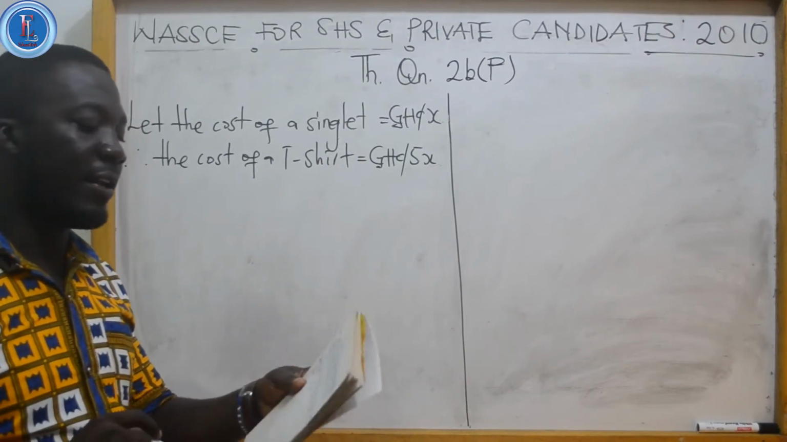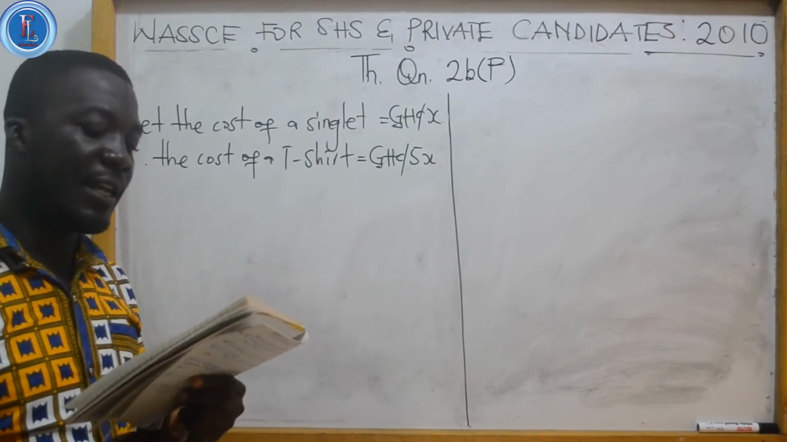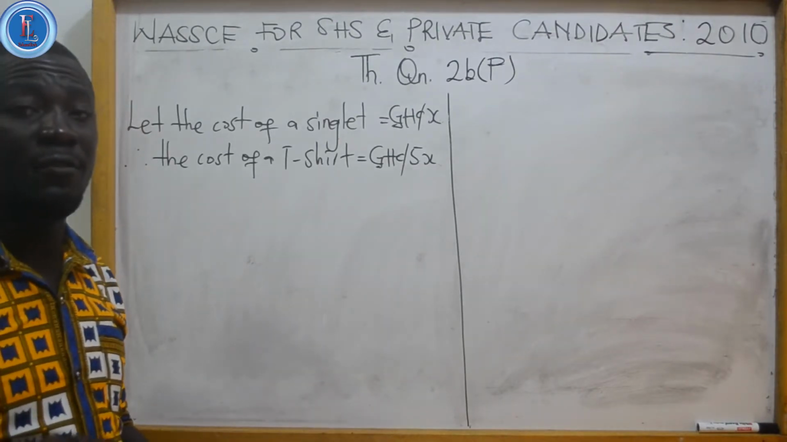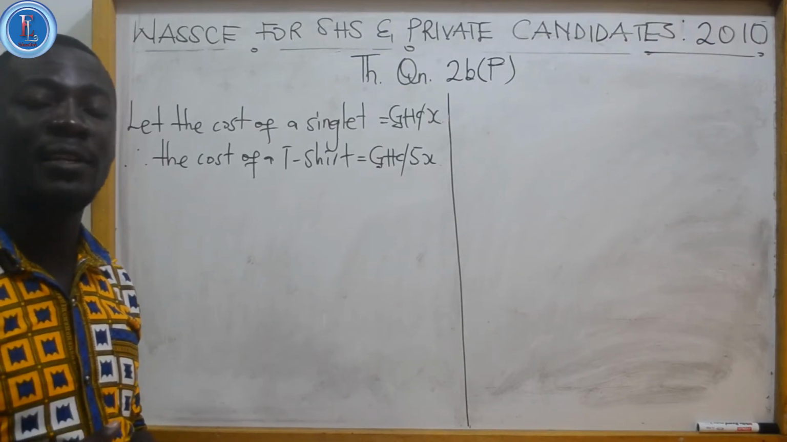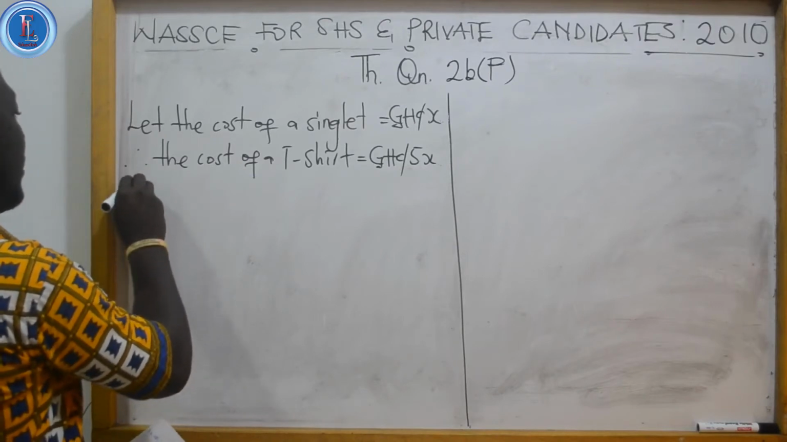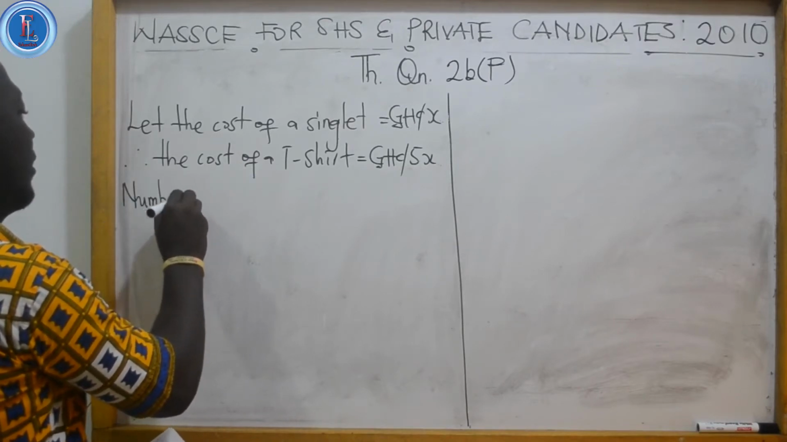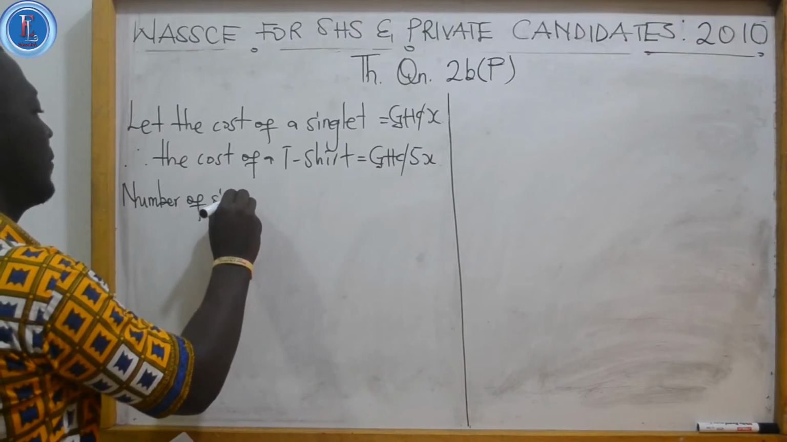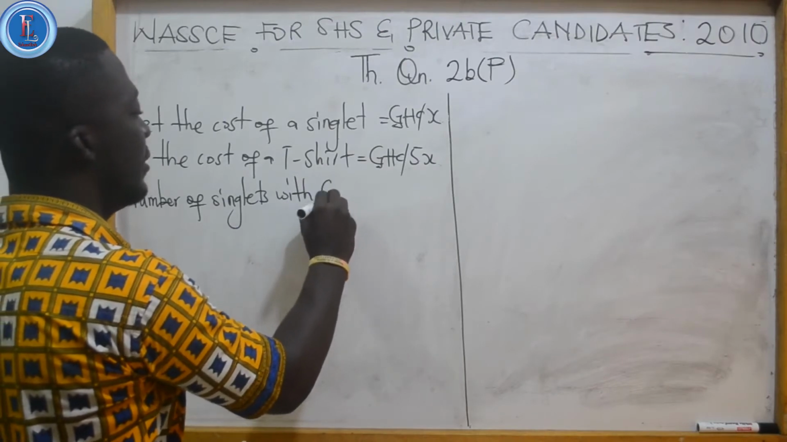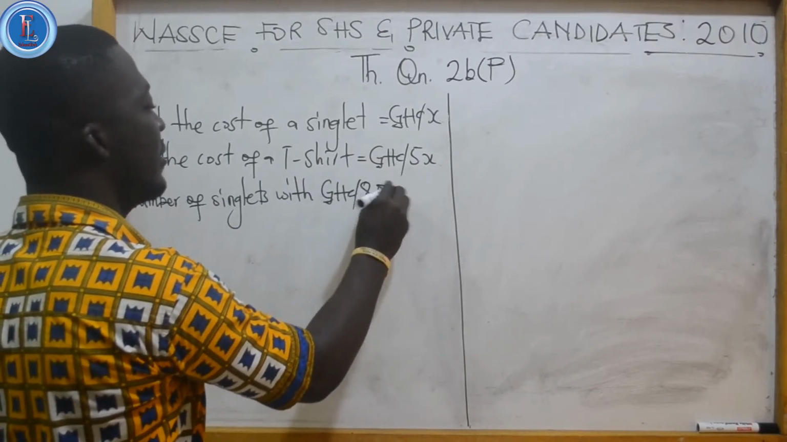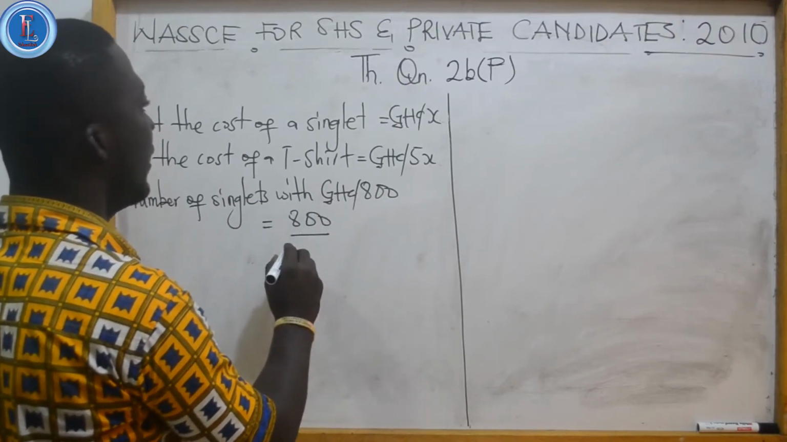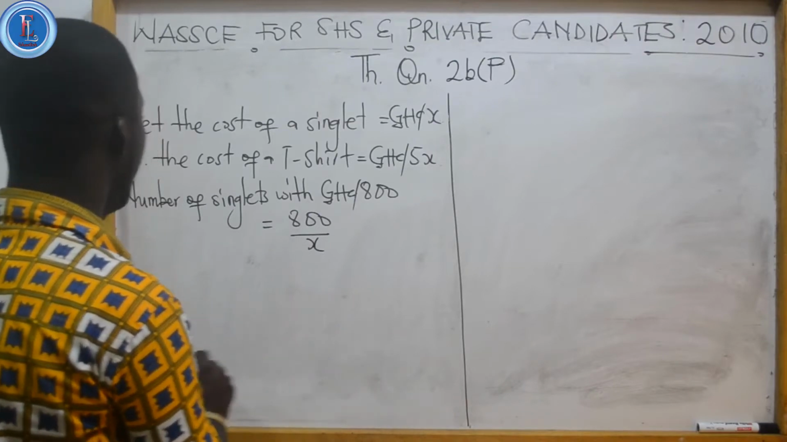Then for every 800 Ghana cedis, a trader can buy 32 more singlets than t-shirts. So the next question is, if you have 800 Ghana cedis, how many singlets can you afford? So the number of singlets with 800 Ghana cedis will be equal to 800 divided by x.